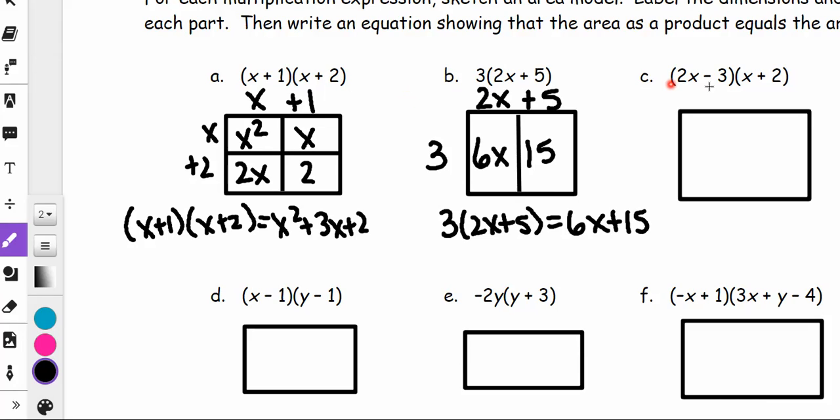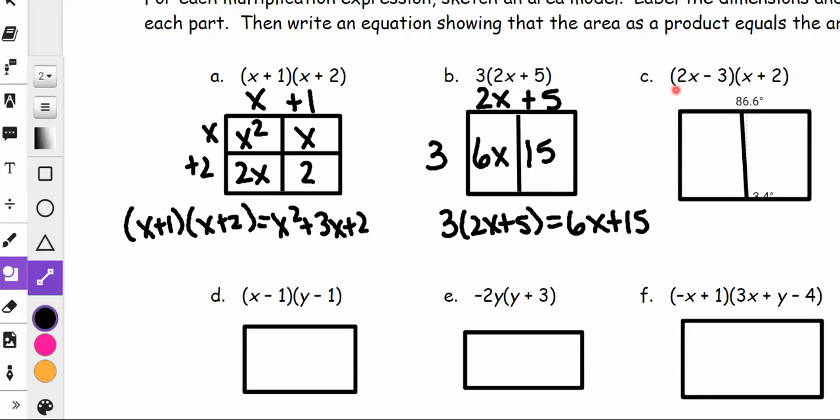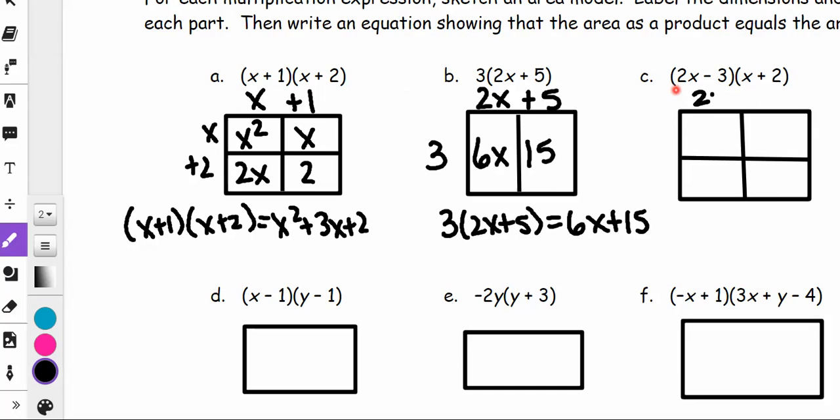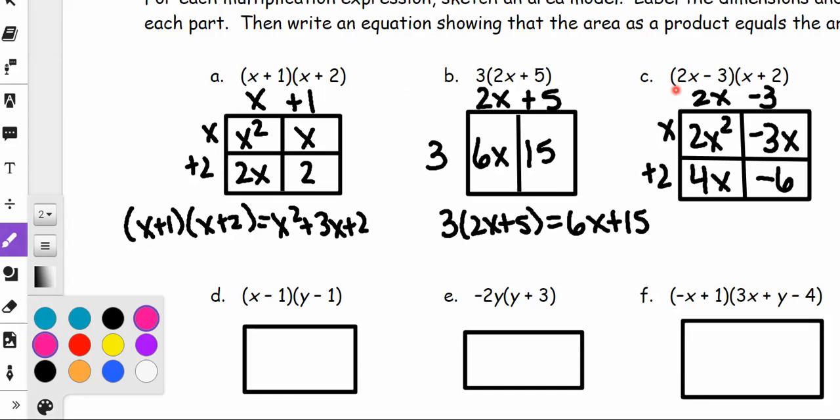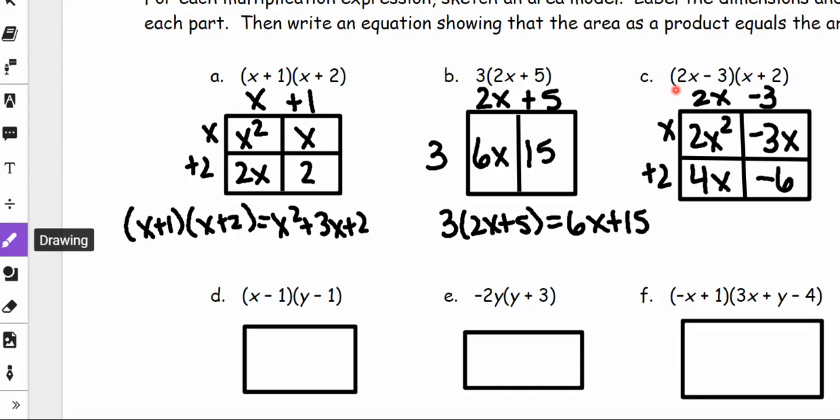The next one, I have 2 terms and 2 terms, so that's going to be a 2 by 2. And so I'm going to have a 2x and a minus 3, an x and a plus 2. So I get 2x squared, -3x, 4x, and a -6. And so let me write this in a different color because it's going to get kind of scrunched here. A 2x minus 3 times an x plus 2 is equal to 2x squared plus x minus 6.